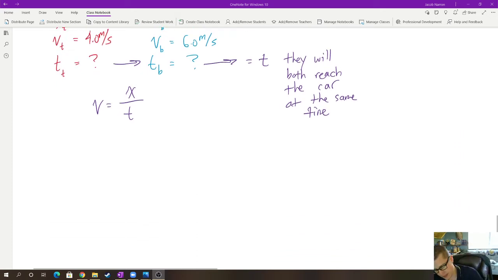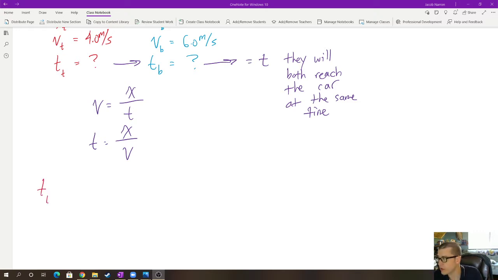So what that means then is that if I rearrange this equation, solving for time, which you can do that algebra on your own, but basically you just flip them. So time is equal to displacement over velocity. And now that we know that, let's write down our specifics for the tourist and our specifics for the bear. So time of tourist is going to be equal to distance d.